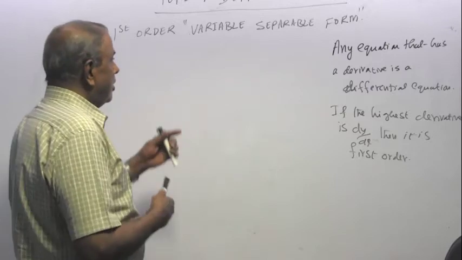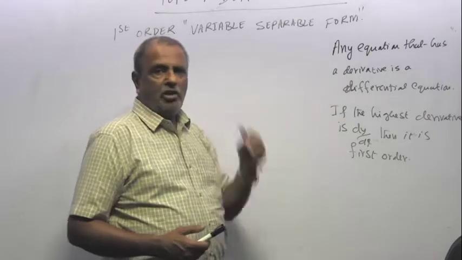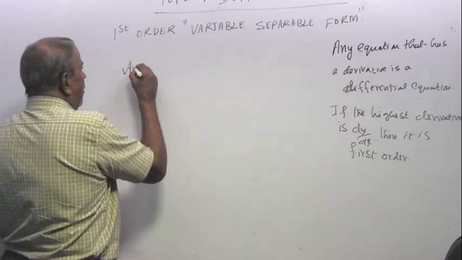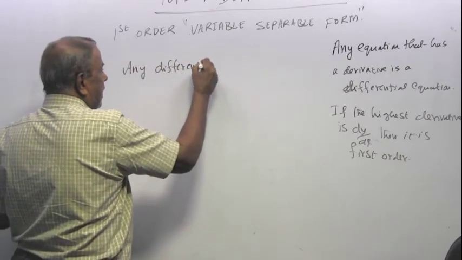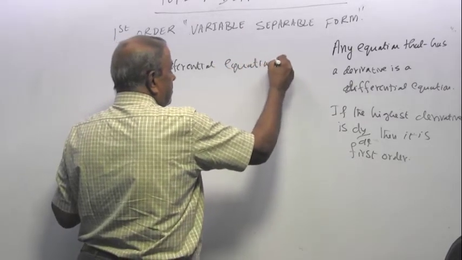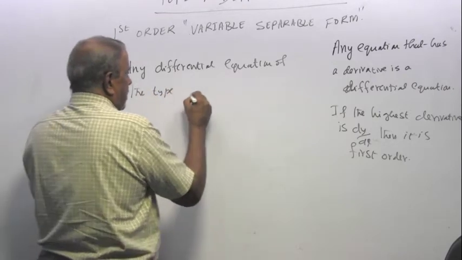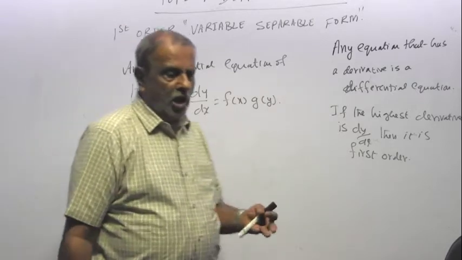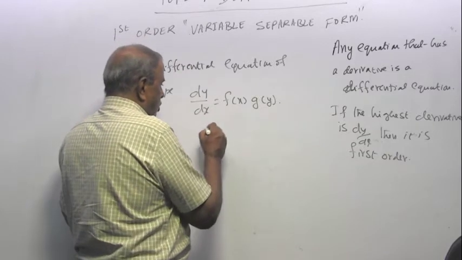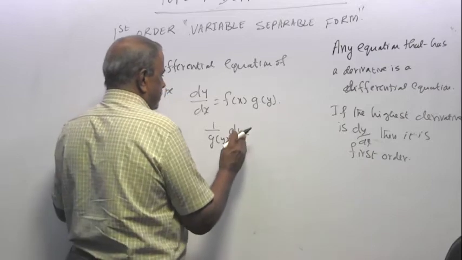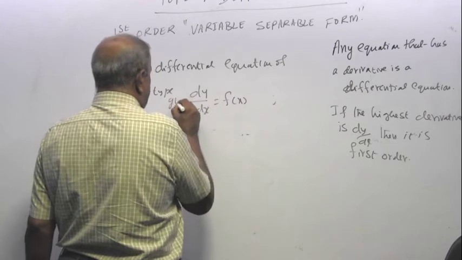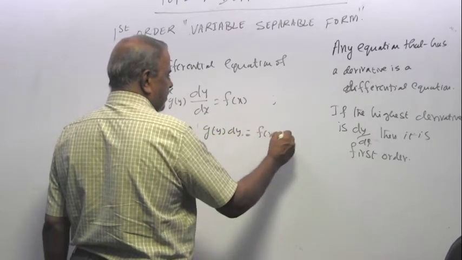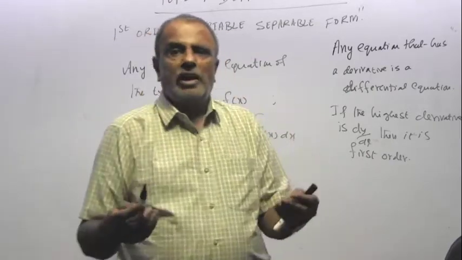Good. Now, I have defined what's a differential equation. I've defined what's a first order differential equation. What is this variable separable form? That means any differential equation of the type dy by dx equal to f of x and g of y. In other words, can I now rewrite this as g of y dy by dx equal to f of x, or I can say g of y dy equals f of x dx. Now I'll be able to integrate. That's called a variable separable form.